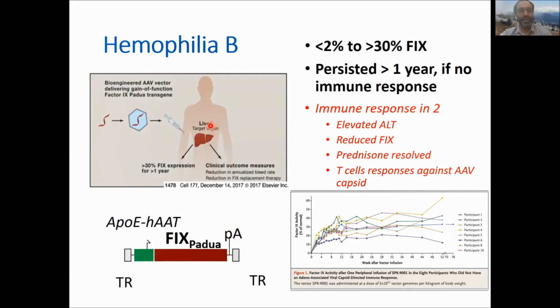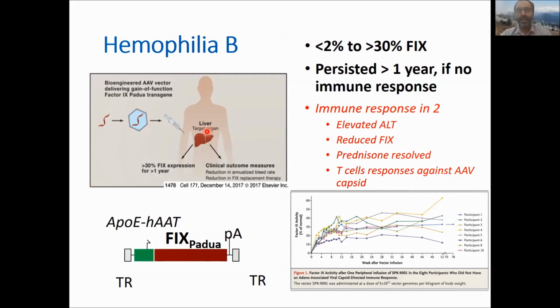So factor IX is made only in liver. It's known that producing the protein only in liver tends to reduce immune responses or antibody responses against that protein. So they had that advantage. The immune response was only against the AAV capsid proteins, not against the factor IX.